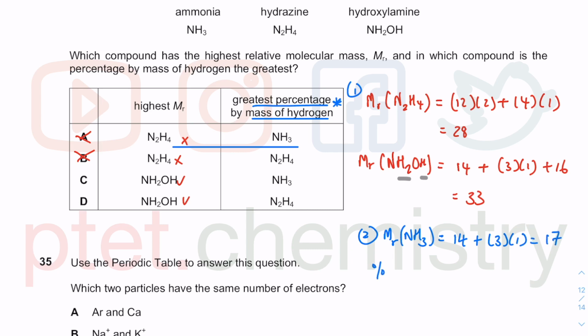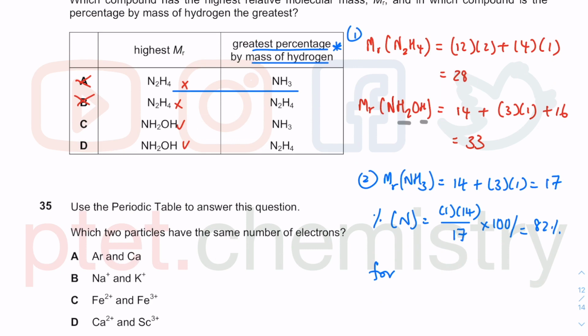So the percentage, you want the percentage by mass of nitrogen. Out of the whole 17, you have 1 nitrogen. Each nitrogen has a mass of 14 out of 17, and I have to convert that into percentage. That is probably going to be quite high. It's 82%, just to the nearest whole number. But then for N2H4, so the percentage of nitrogen is going to be out of 28.